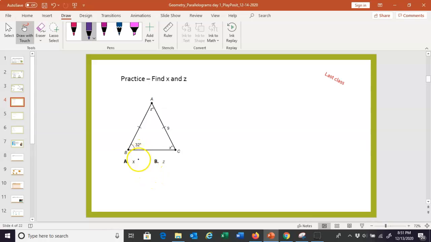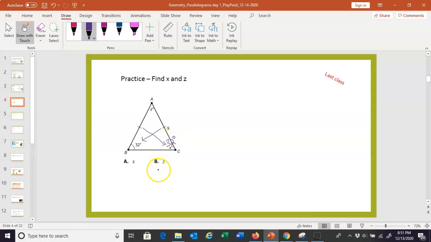So anytime you have a diagram, we're just going to look at it and see what we have. What do we know? Well, we only know one angle measure so far, so we can't find the other ones. But we do know that these two sides are equal. So that should trigger in our memory that the angles across from those sides are also equal. So if this is 32, then this is 32.